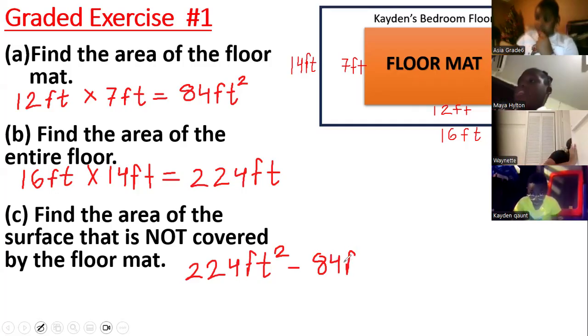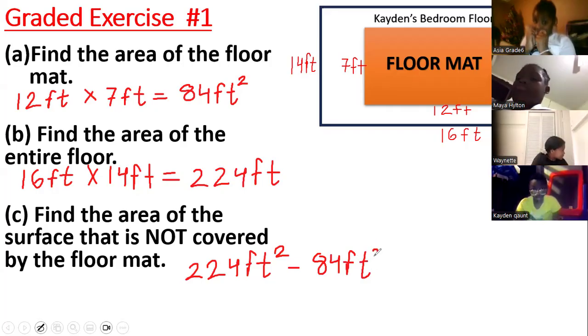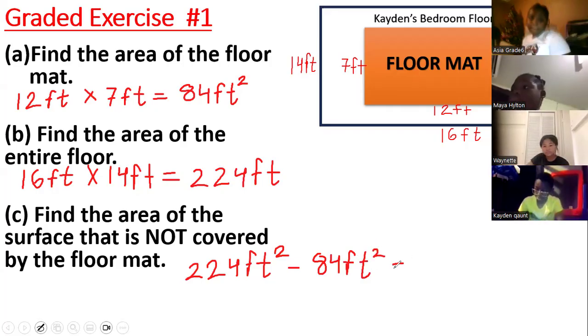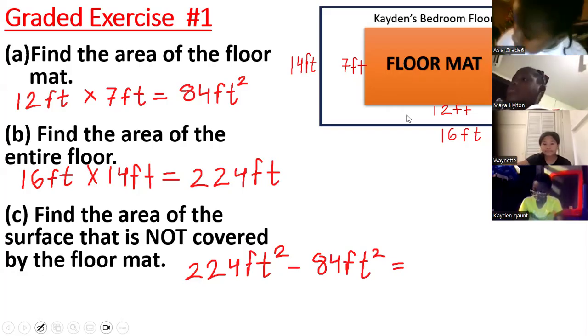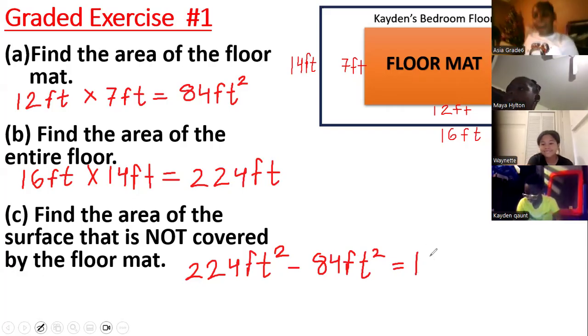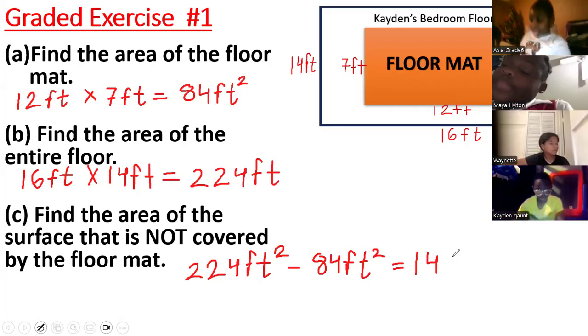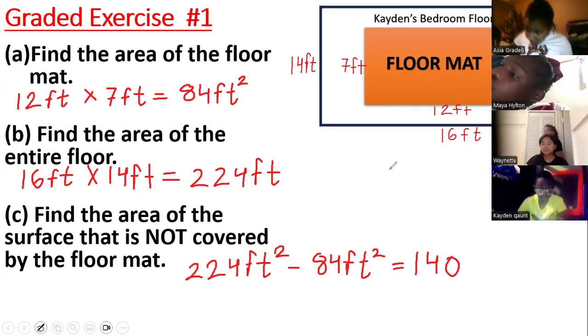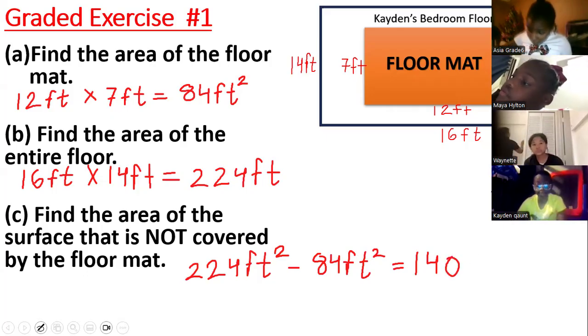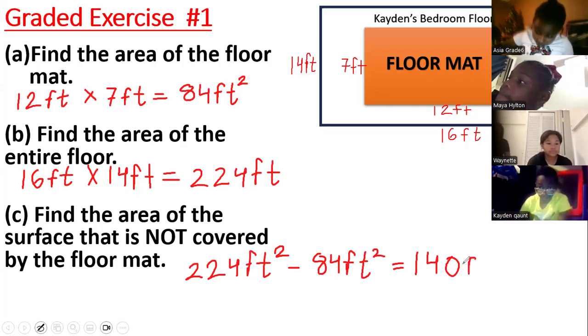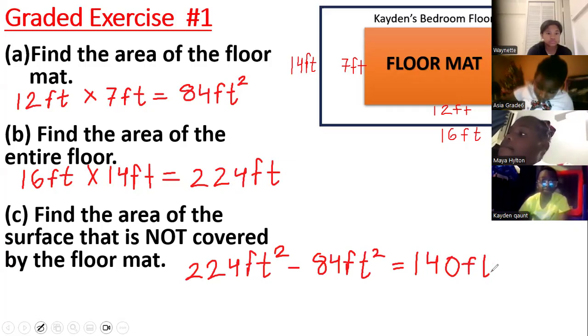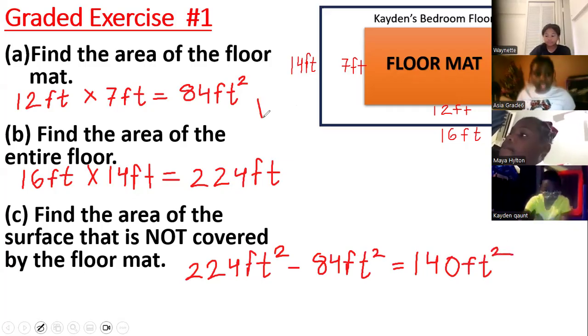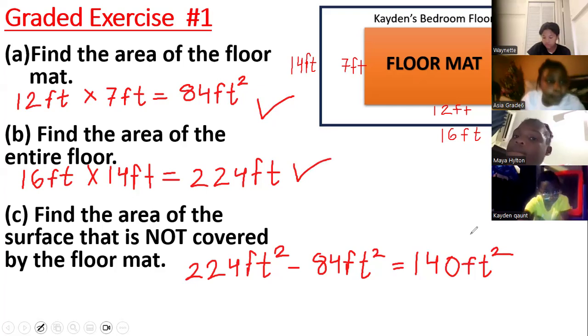I got 140 feet squared. 140 feet squared. Did you get it, Wynette? Yes, sir. Okay. Anyone else got all 3? I did. Yes, sir. I did.